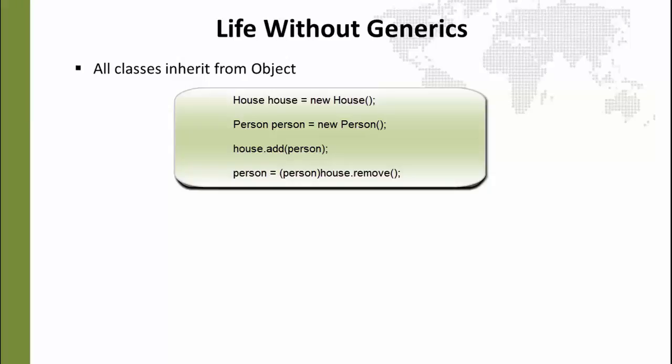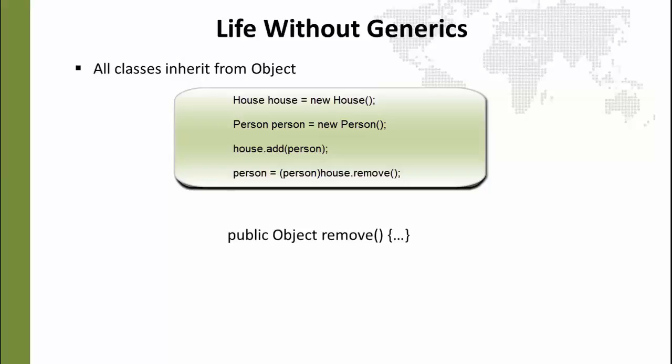So I could put a person in there, then I can remove a person, and you notice that I have to use this special operator, called a casting operator. I'm casting, telling the compiler that what you get out from here is of type Person, because I know I put a person in, so I know I have to take a person out. If we look at this house.remove method, we would see that it returns an Object.